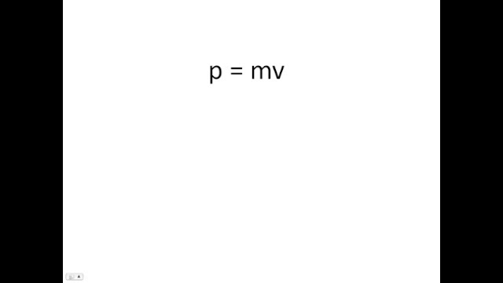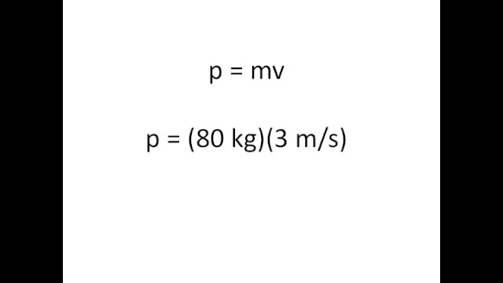Let's say hypothetically the chair was going at a velocity of 3 meters per second, and that the combined mass of the books and the chair is 80 kilograms. We can use the equation P = mv to solve for the total momentum of the system. P is momentum, m is mass, and v is velocity. If you multiply 80 kilograms by 3 meters per second, you get 240 kilogram meters per second. Therefore, the momentum of the system is 240 kilogram meters per second.